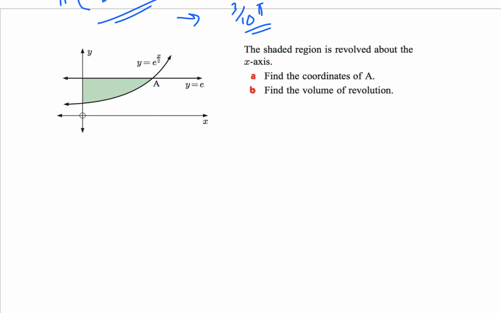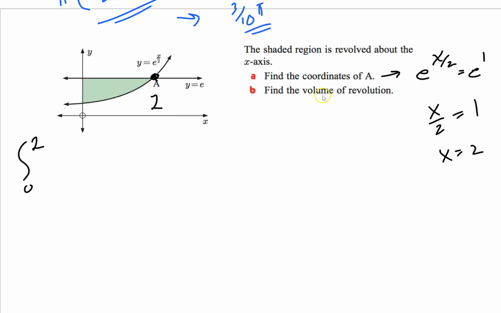This next one, same idea, right? We want to rotate this region around. So first thing I do is find where they intersect. Right, because it looks like my integral is going to go from 0 to a, which I don't know what a is yet. So let's find the intersection first. Remember when we do that, you set them equal to each other. So e to the x over 2 equals e to the first. Take a natural log of both sides, you get x over 2 equals 1, times it by 2, x equals 2. So a is 2.